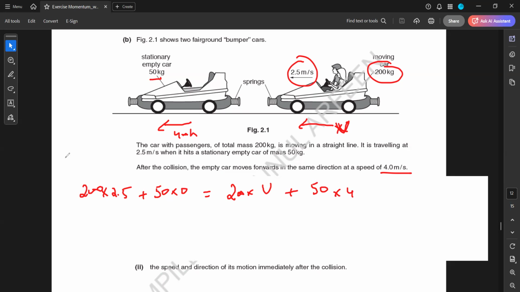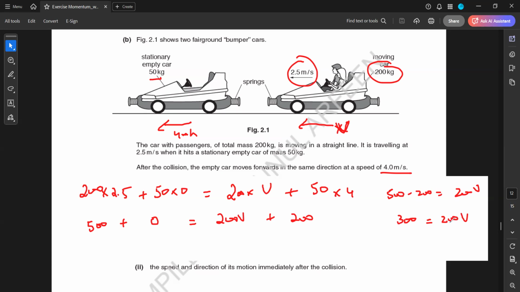Now, when we simplify this, 200 times 2.5 equals 500. 50 times 0 equals 0. 200 V and 50 times 4 is 200. This 200 is added on one side, so on the other side it is subtracted. So it will be 500 minus 200 equals 200 V. So 500 minus 200 is 300. So 300 equals 200 V.